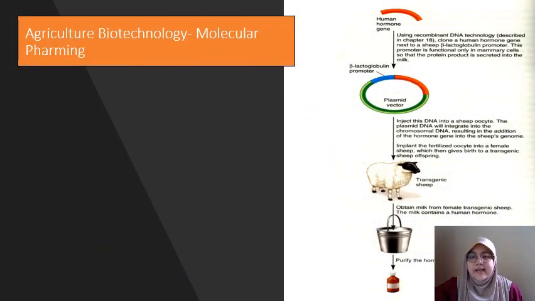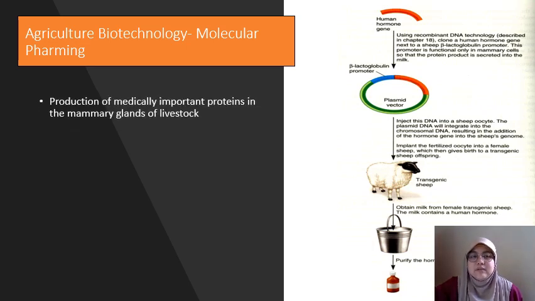Next up, biotechnology in agriculture. So biotechnology holds this big promise in producing transgenic livestock, transgenic or genetically modified organisms, GMOs. And one very interesting method would be molecular pharming. So it's a P instead of an F in farming. It's a novel avenue of research that involves the production of medically important proteins in the mammary glands of livestock. So it has various advantages.